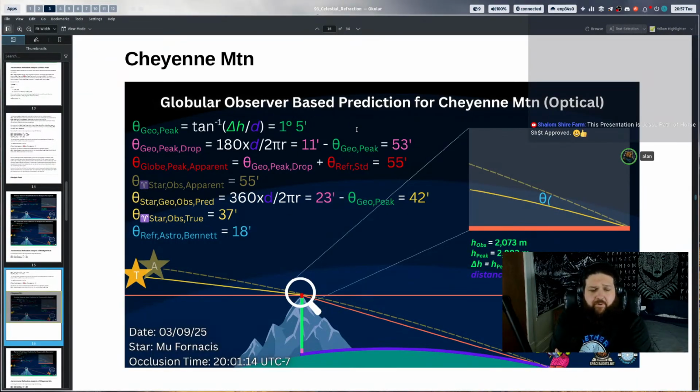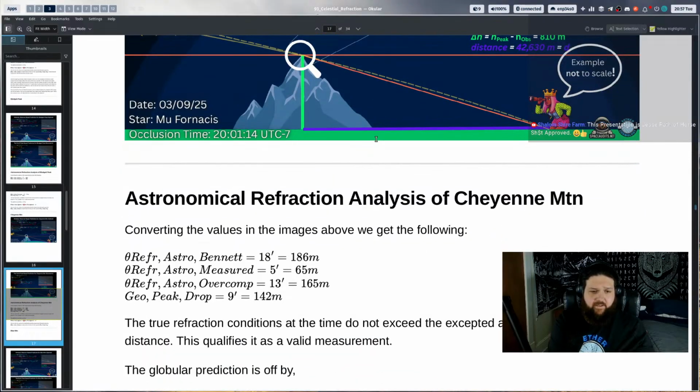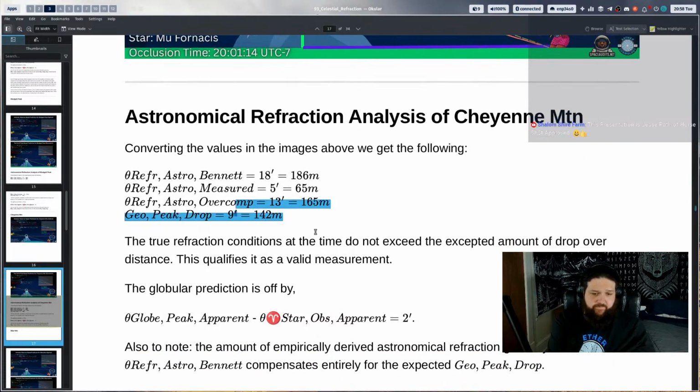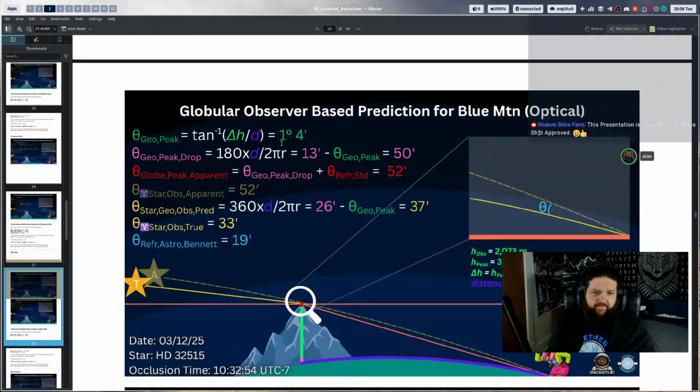Sorry, so 1.5 for the rise over run to the peak. 11 arc minutes of drop, which creates 53 arc minutes for the globe. And no, I just did Cheyenne, didn't I? I scrolled up too far. Yeah, I did. So we were on Cheyenne. Just off again by the 2 arc minutes because we removed their ability to have terrestrial refraction. And then looking at what they compensated for the drop over distance, 142 meters for drop over distance, compensated by 165. Classic.